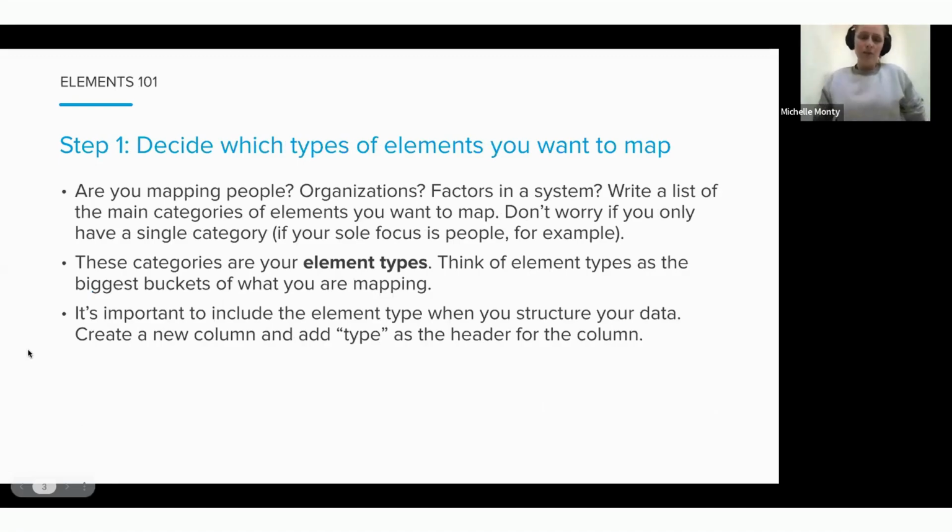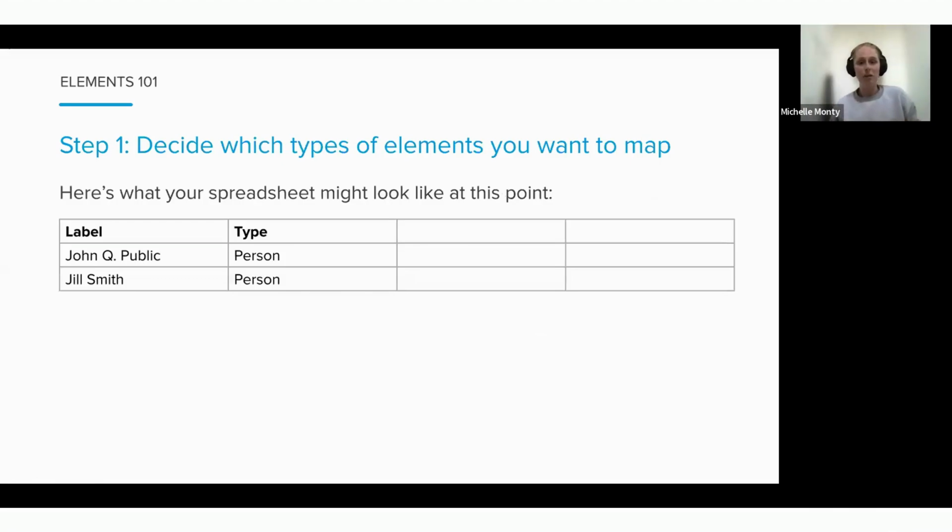So yeah, like I said, you first start thinking about what am I mapping? Am I mapping people, organizations, factors? I usually just start with an Excel sheet and just start writing some stuff down. You can always change that, of course, afterwards. You'll be adding these as your element types, and I'll show you later a little bit what that looks like. But this is the most basic outline of what a spreadsheet is going to look like. So it's a label, it's a name, and it's a type.